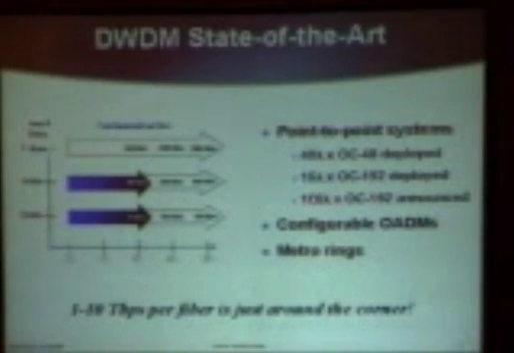There is an effort to expand this. The state of the art of what people are putting forward as what will be available shortly is 160 lambdas at 10 gigs, 1.6 terabits of capacity on a single mode fiber.